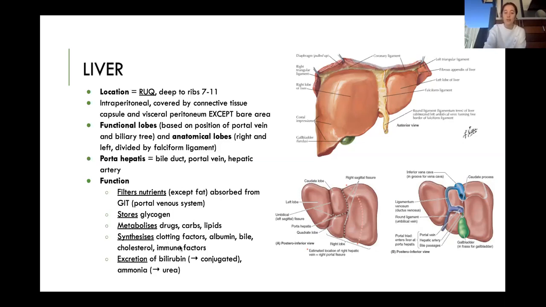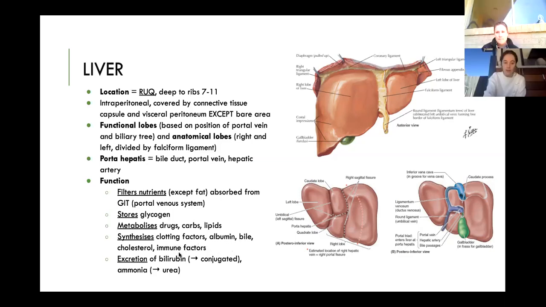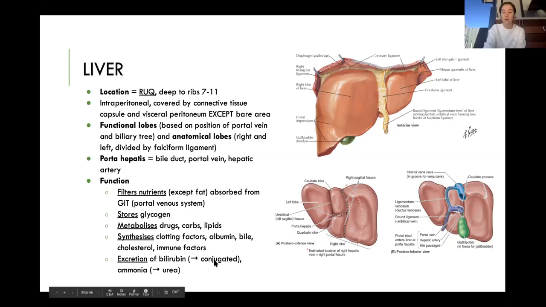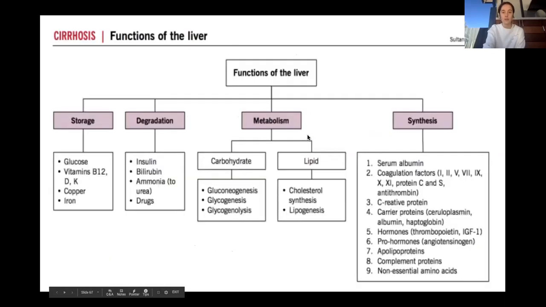It synthesizes a lot of proteins, so like your clotting factors, albumin, bile, cholesterol, immune things, and it helps you excrete bilirubin by conjugating it, and also ammonia by converting it to urea. And that's just a little summary diagram.